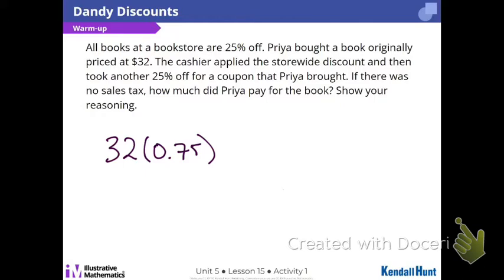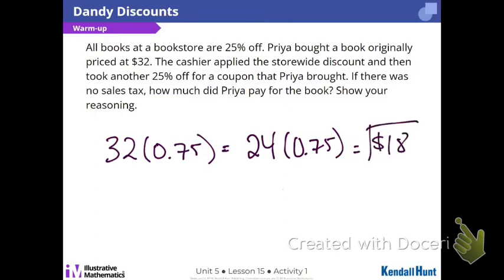3/4. So this would give us how much money? $24. But then, lucky you, there's a 25% coupon. I like the coupons. And so, Connor, what am I going to do here? Then you gotta times 0.75 again, and it's minus 6 off. And it equals 18. That book went from $32 to $18. What a deal. Evan.